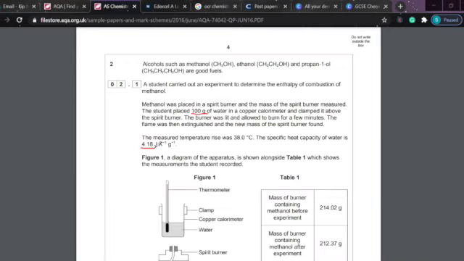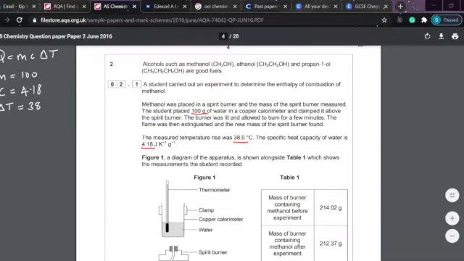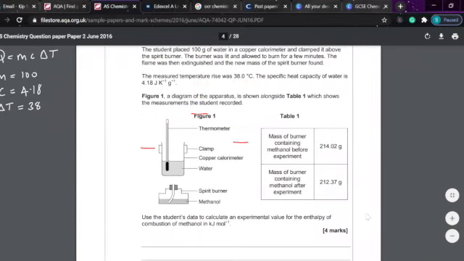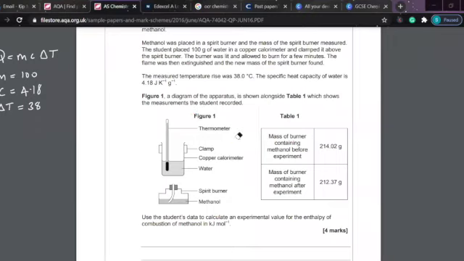I've underlined 100 grams of water, the specific heat capacity, and the temperature change. So Q equals mc delta T, m is 100, c is 4.18, and delta T is 38 degrees. There's no need to take away here because they've already given me the temperature change, not the initial temperature. Okay, I'm just going to scroll down and clear that bit there.